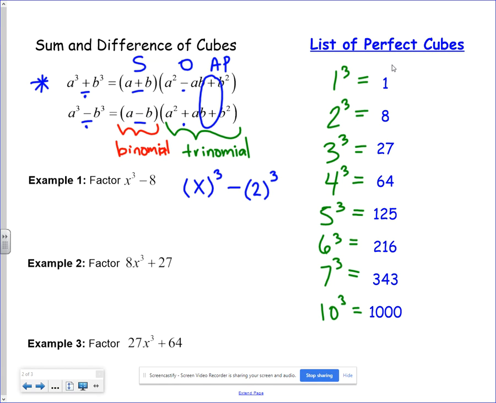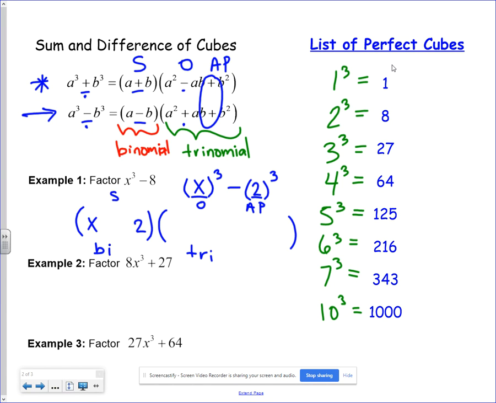So I'm going to be using this form, but you don't really need to use that form. You can just remember the word SOAP. What we do is write it down as a binomial times a trinomial. And then we got the word SOAP, right? So I'm going to put an x down here, because that's my A value. My B value is 2.